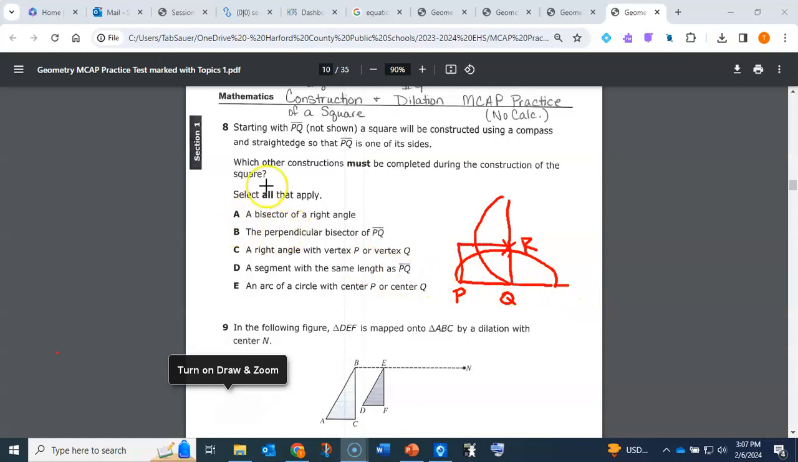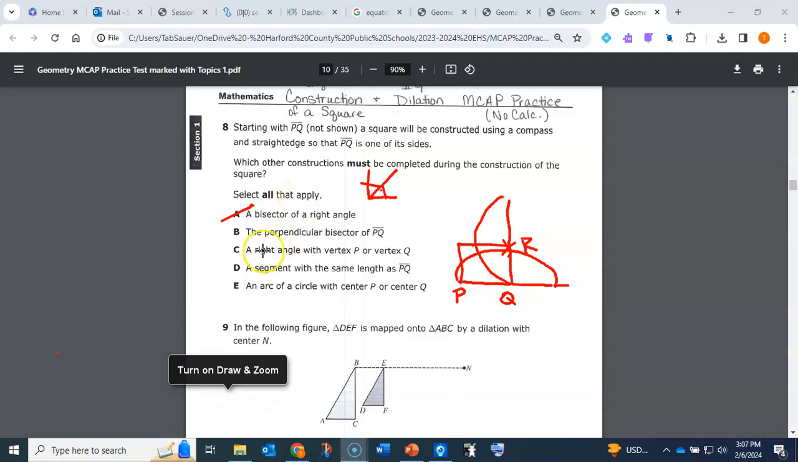All right, so the question is, which other constructions must be completed during the construction of a square? Select all that apply. A bisector of a right angle. We're not bisecting a right angle. If I had a right angle, bisecting it would be making it into two 45-degree angles. That's not what we're doing.